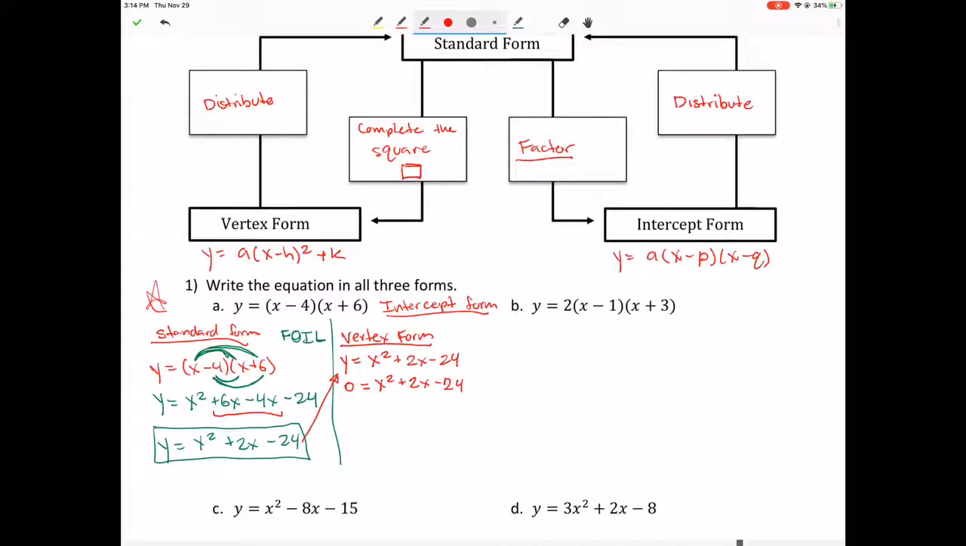All right. So when we complete the square, we move the constant to the other side. All right. So that gives us 24. And we're going to leave a spot for when we complete the square.